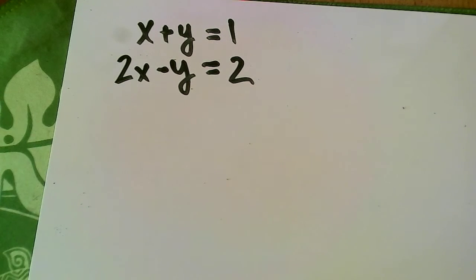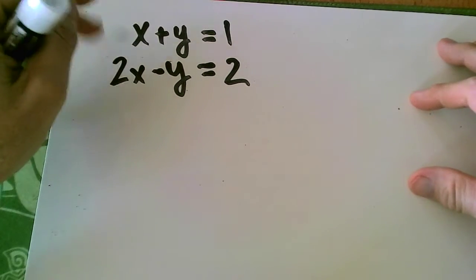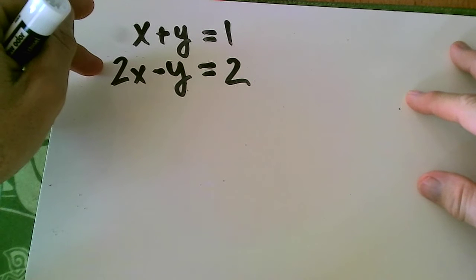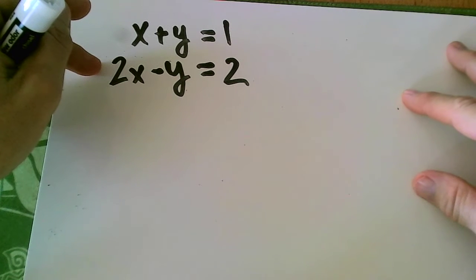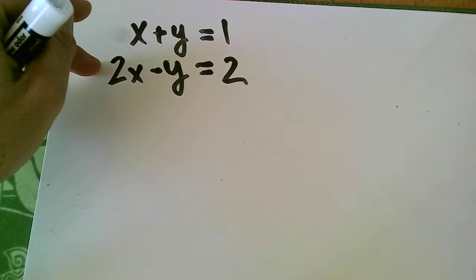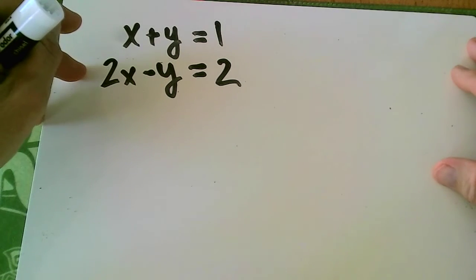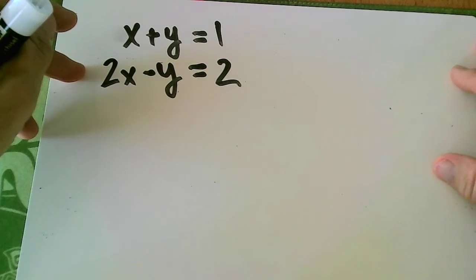Okay, hi everyone. This is the final part of my series on how to solve linear equations. The first two ways were graphing or substitution. The third way is what's called the addition method. I call it the elimination method. I think it's just a better name because what you're doing is you're eliminating one of the two variables.